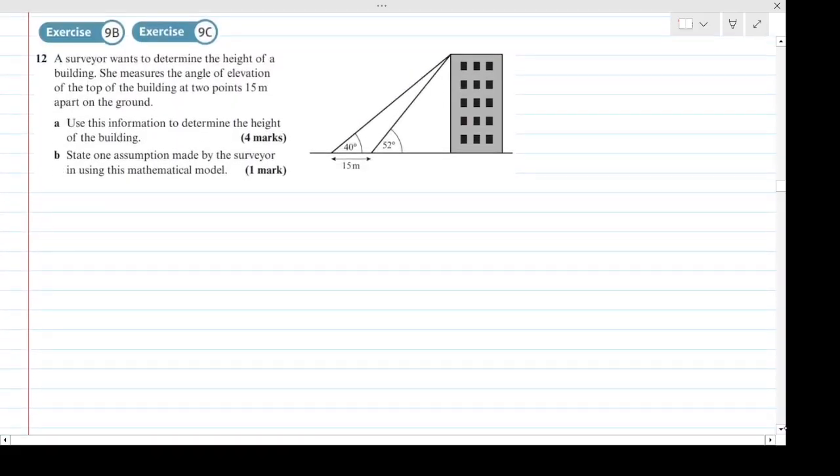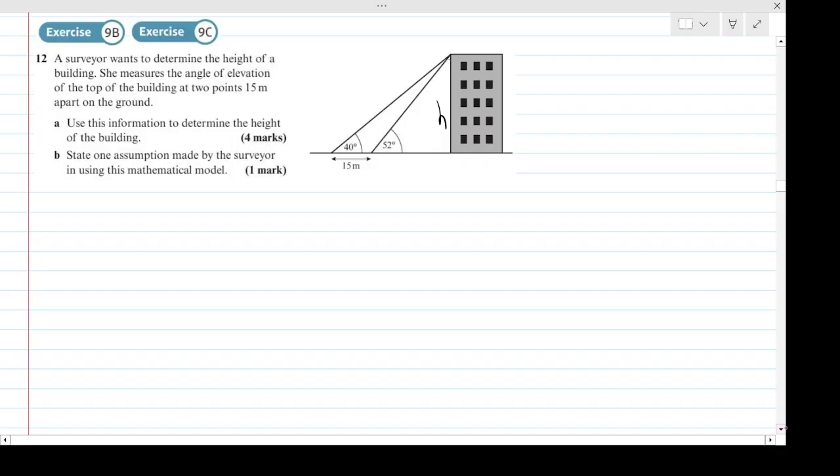A surveyor wants to determine the height of a building. She measures the angle of elevation of the top of the building at 2 points 15 metres apart off the ground. Use this information to determine the height of the building. So again, the height of the building is that distance there. If I call that, say, H there, I want to find this H.